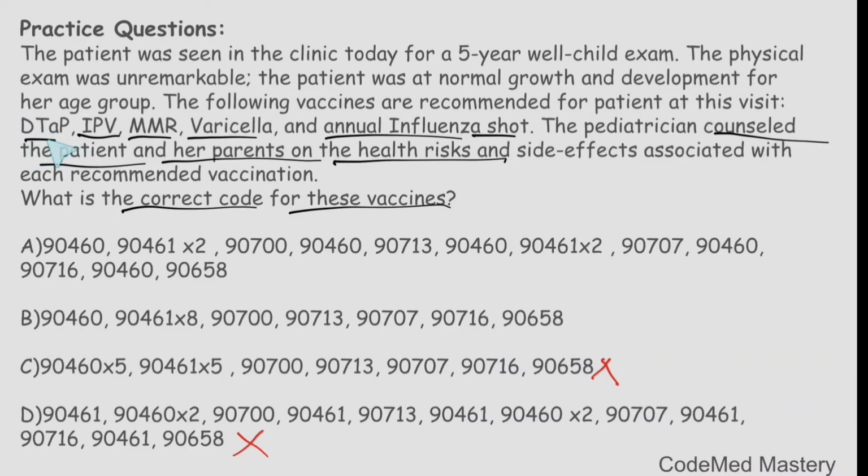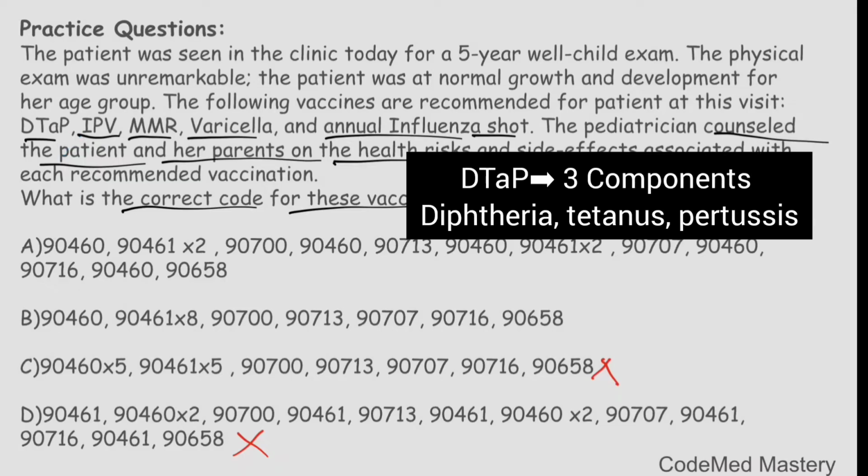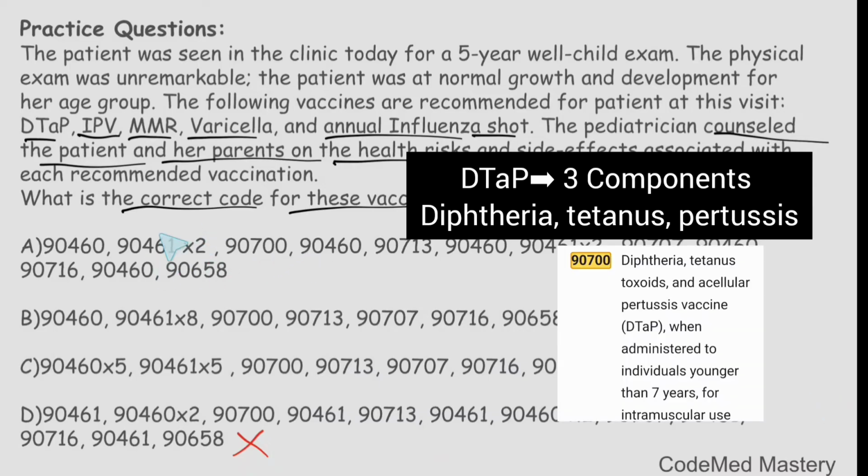So here the first vaccine they have mentioned is DTaP. That is, it has 3 components: diphtheria, tetanus and pertussis. Okay, so 90460 is for first component, diphtheria. For the remaining 2 components, they have used 90461 into 2. And 90700 is for DTaP. So we coded for this one.